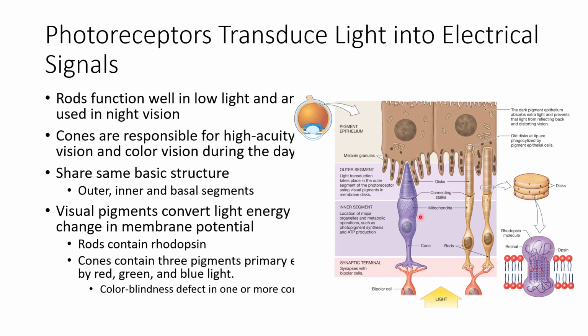Cones give us what we call our high acuity vision. So this really gives high definition vision, and that's our color vision. Cones contain three different pigments. So while we just have rhodopsin over here, we have three pigments, and they get excited by red, green, and blue light.